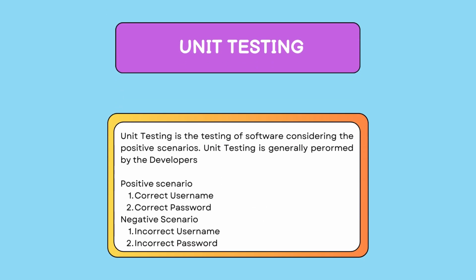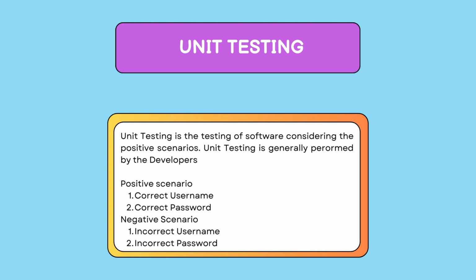Fine. So let's move to the next term, that is unit testing. Unit testing is a testing of a software considering the positive scenario, and the unit testing is generally performed by the developers. So what is positive scenario here? Suppose we have a login page and we want to log in successfully, then if you use correct username and correct password, then you'll get logged in, right? That means you performed positive scenario there.